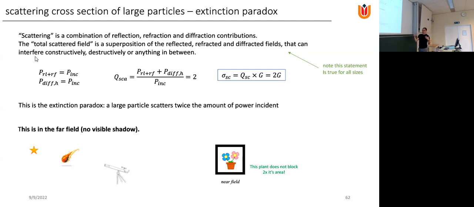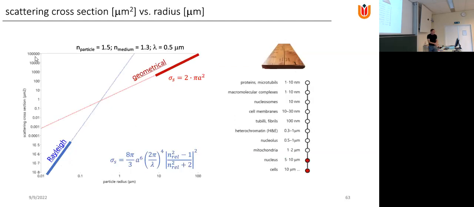If you're in the near field, so to say, if you would put a plant in the windowsill, that will just give a shadow, it will not block. This is called the geometrical regime. So, scattering cross-section that is twice the geometrical cross-section.